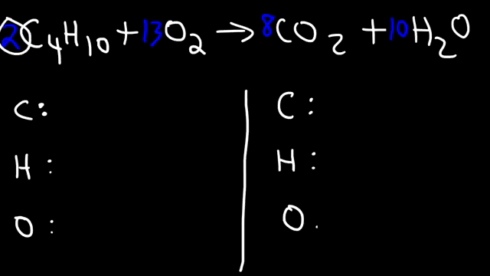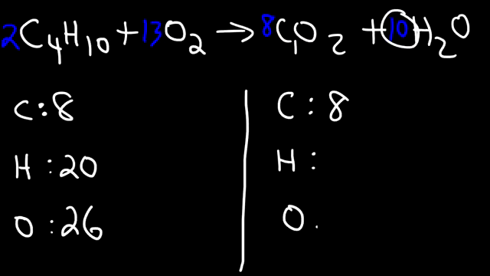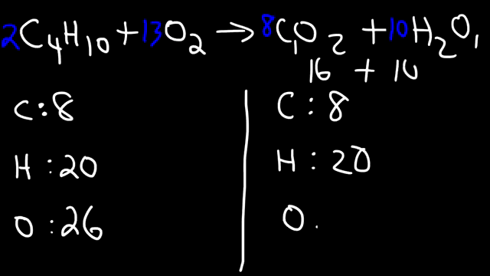So right now we have 2 times 4, or 8, carbon atoms. And we have 2 times 10, or 20, hydrogen atoms on the left side. And for oxygen, it's 13 times 2, which is 26. Now on the right side, we have 8 times 1, or 8 carbon atoms. And for hydrogen, it's 10 times 2, which is 20. And in the case of oxygen, it's 8 times 2, which is 16, plus 10 times 1, which is 10. 16 plus 10 is 26.